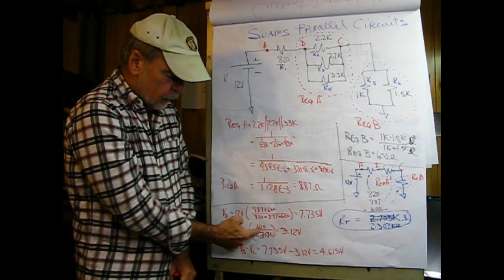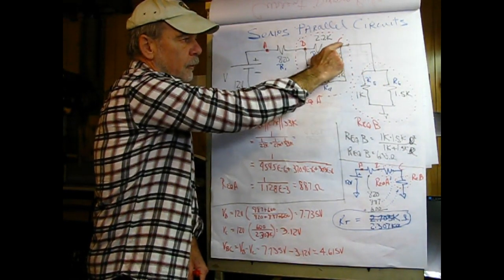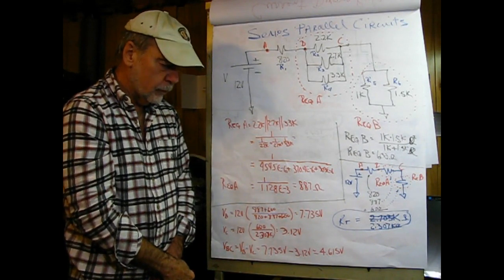Likewise, looking at VC, it's the same thing. The numerator now contains only the 600 ohm equivalent from VC to ground, and that gives us a voltage of 3.12 volts.